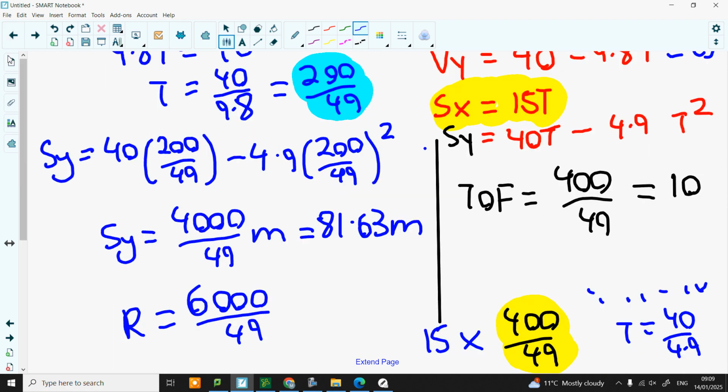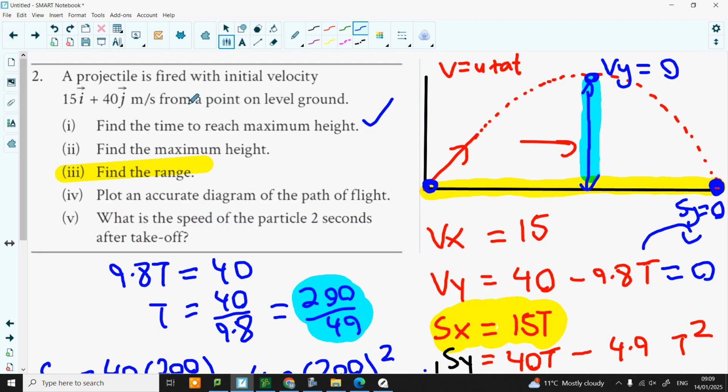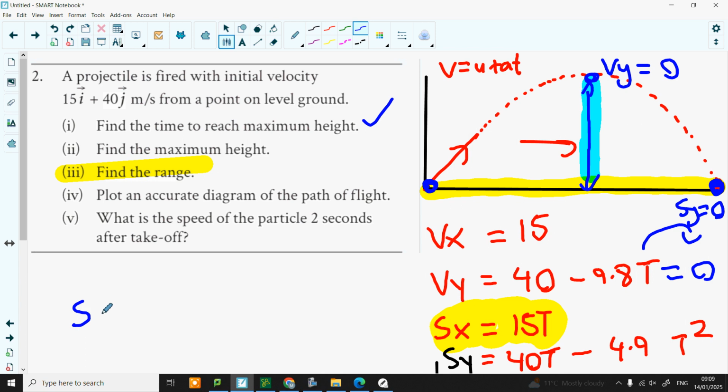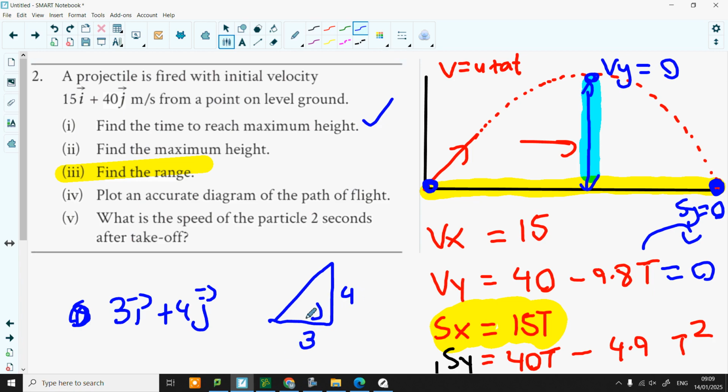Okay. Now what's the last thing it wants from me? Find the speed of the particle 2 seconds after takeoff. Okay, well, this is interesting. Speed. I'll give you a classic example. If I was traveling at 3i plus 4j, can anybody tell me what speed I'm going? That's my velocity. But what's actually my speed? You have to use Pythagoras' theorem, and you find out that the hypotenuse is 5. So your speed is actually 5.